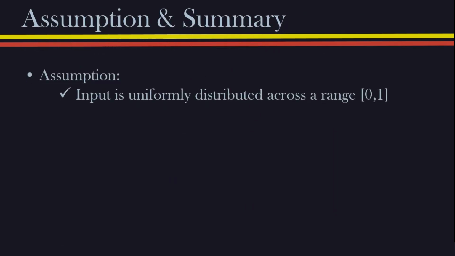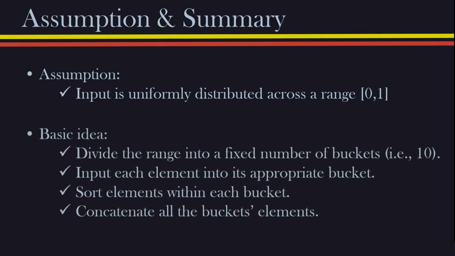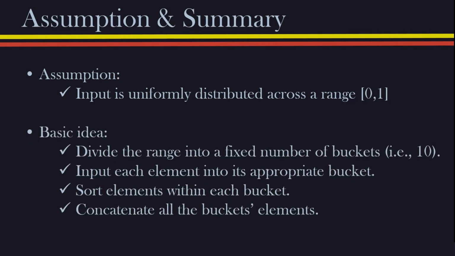The assumption we found from this algorithm is that the input in this algorithm has to be uniformly distributed across the range 0 to 1. It is because an ideal bucket sort algorithm without any modification always works for the range 0 to 1. In the summary, we can say that the basic idea is to divide the range into a fixed number of buckets, then input each element into its appropriate bucket. Then we sort the elements within each bucket, and lastly, we concatenate all the bucket elements to have the sorted array.